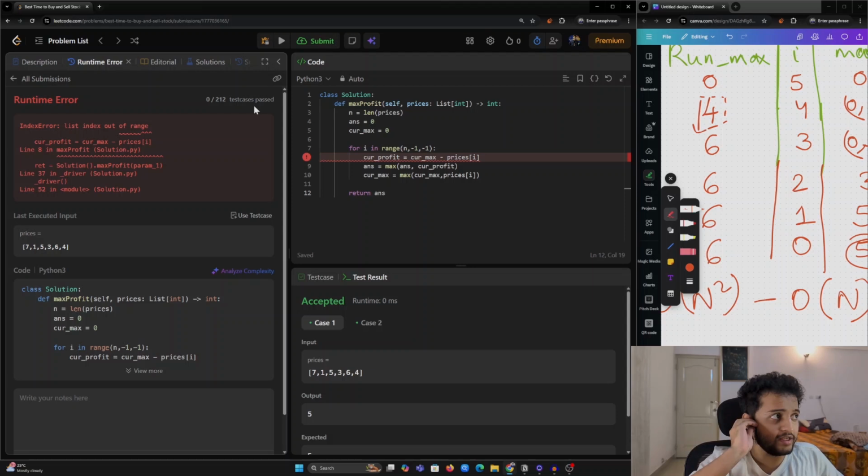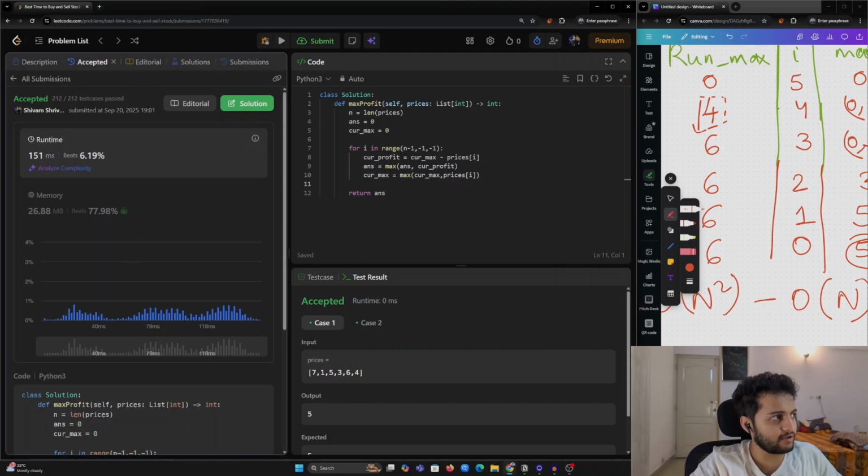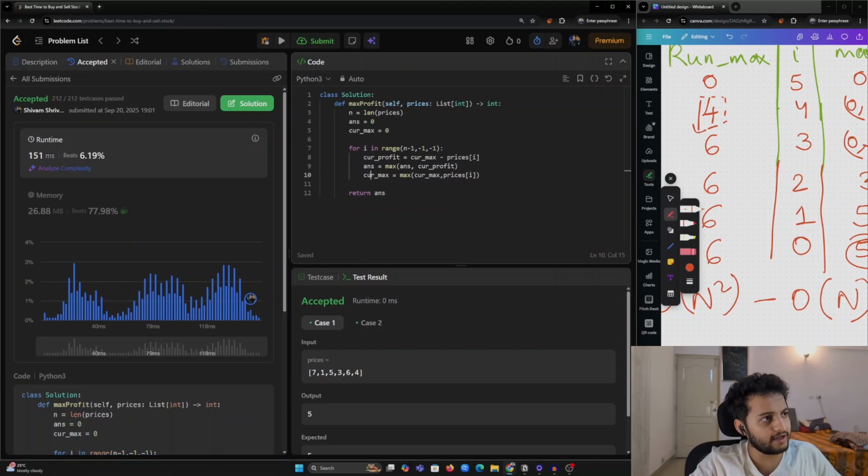Okay, so we see one particular problem here. We started iterating from n, right? But it has to be n minus 1 because all of these arrays are indexed from 0. So that was a mistake that we made. Now let's try to submit this. It should hopefully work. And yes, it works.